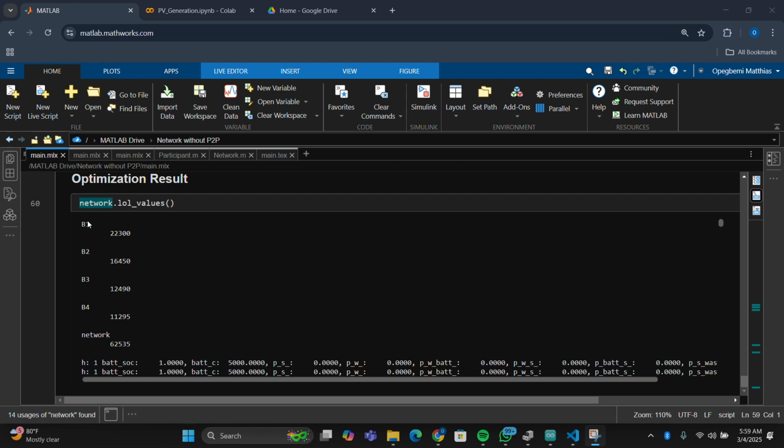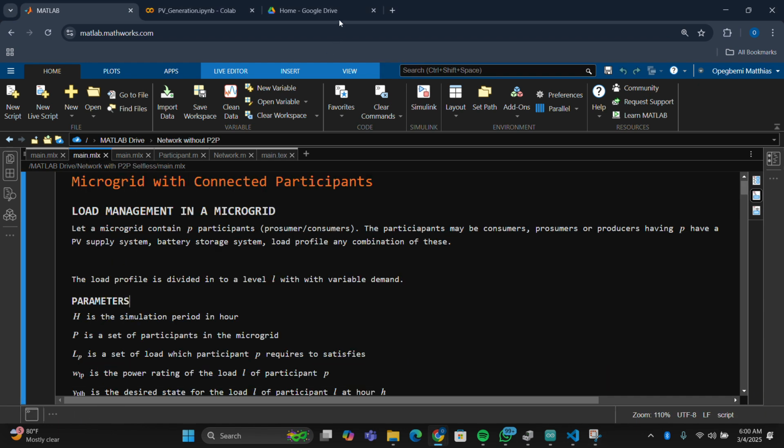Now we move to the second case, where we have peer-to-peer trading, but with selfless trading. In this case, there is no constraint on when you should sell energy. Any user's energy is not basically their own, which is not realistic, but it's part of the simulation to see how it affects the outcome. So let's move to that case, right?